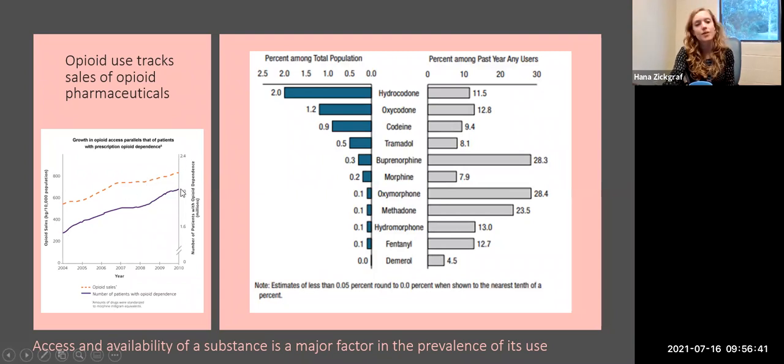opioid use disorders in the purple line are really tightly correlated with sales of opioids by drug companies to pharmacies and physicians. And the types of over-the-counter opioids that are most readily accessible are the ones that are the most commonly used. Much more commonly used than processed street drugs like heroin.